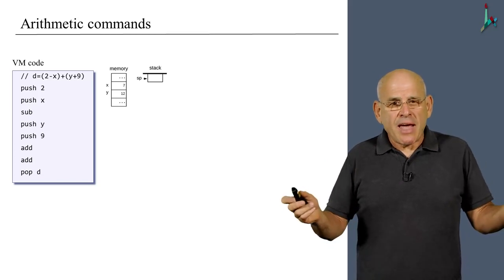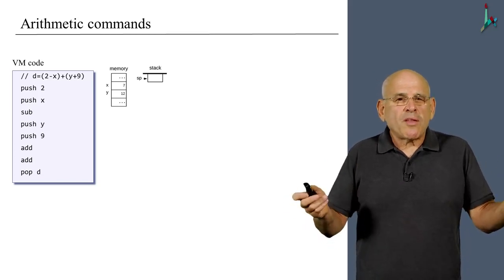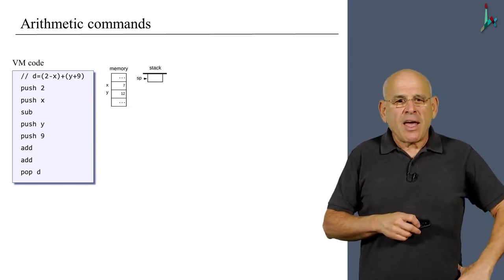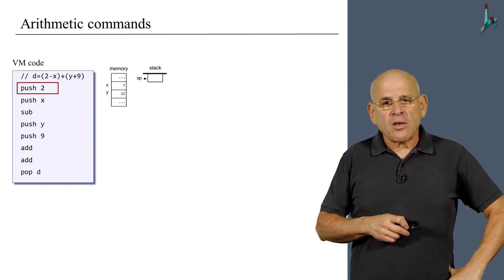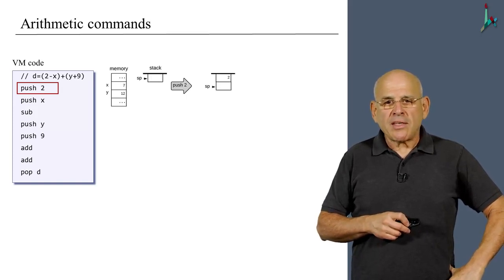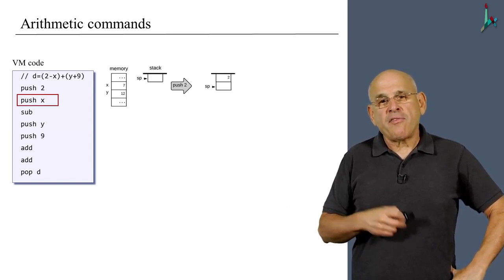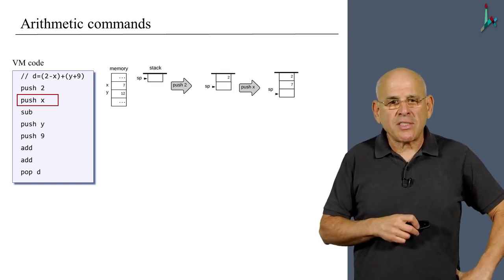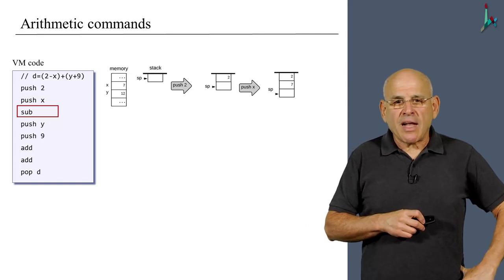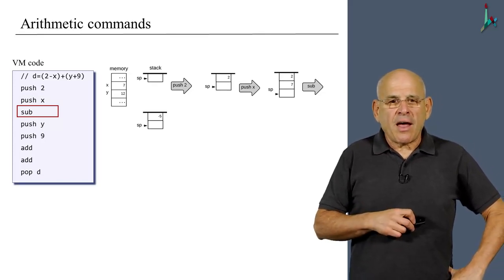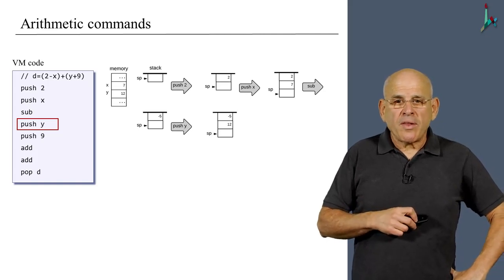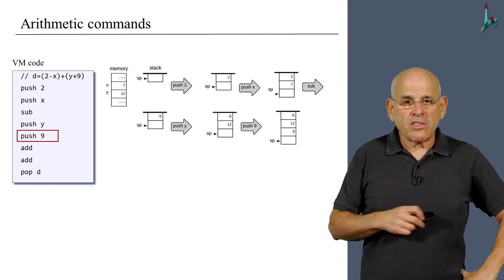So here's an empty stack to begin with, and we assume that we have a memory segment with x and y variables, and then we say push 2, so the stack becomes 2, and then we push x, so the value of x is being pushed onto the stack. We subtract these 2 values, we get the result. We then push y, the stack grows. We then push 9, the stack continues to grow.